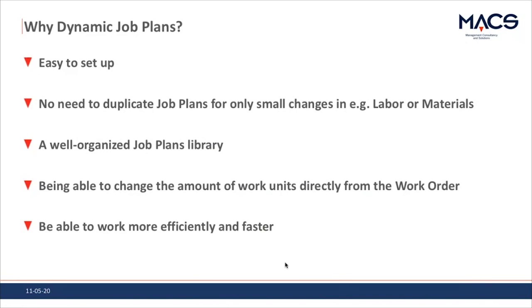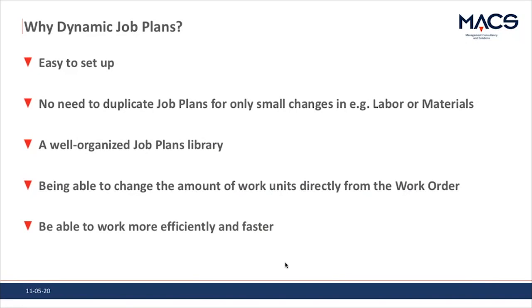So, of course, we don't get all those unnecessary duplicates of job plans for the same assets or the same group of assets. Because we only have one or maybe two dynamic job plans where we can change the work units to get to the wanted level of work units and wanted level of labor hours, materials, services, and tools, etc.